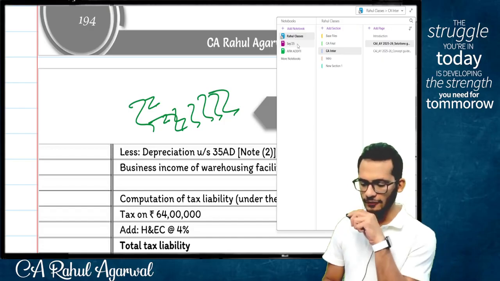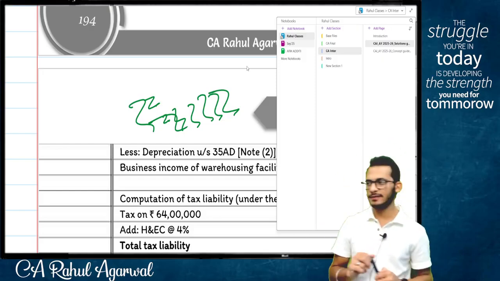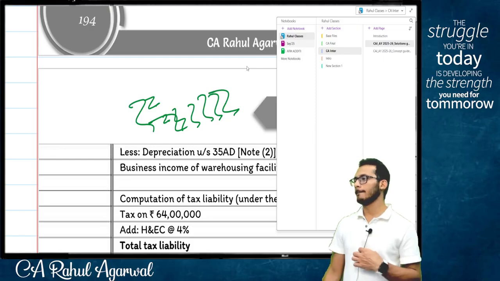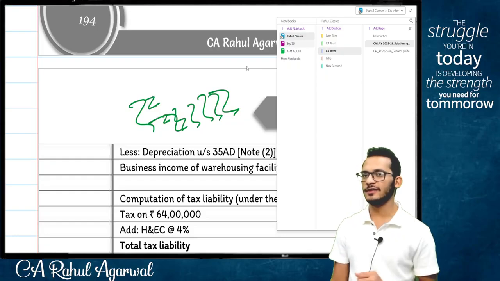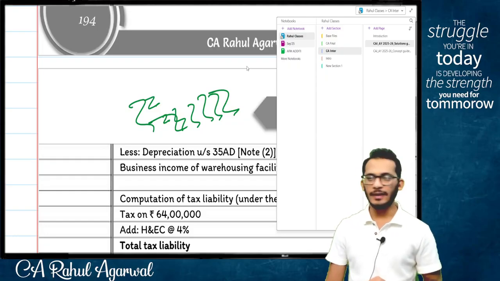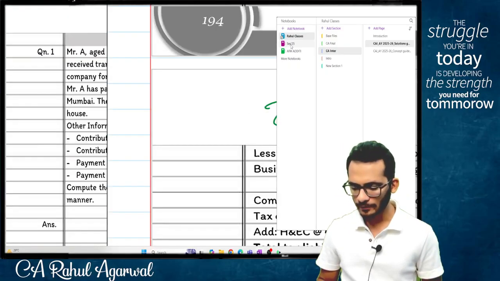We have computation of total income of Mr. A for the assessment year 25-26. People, we are doing both the regimes. Whenever you are asked to do both the regimes, it's always better to first do ATR and then move to DTR. So let's do ATR first.